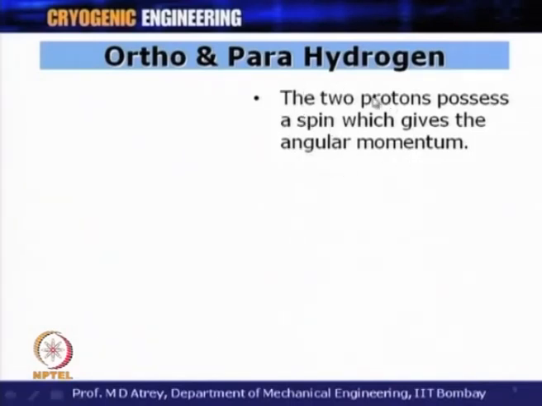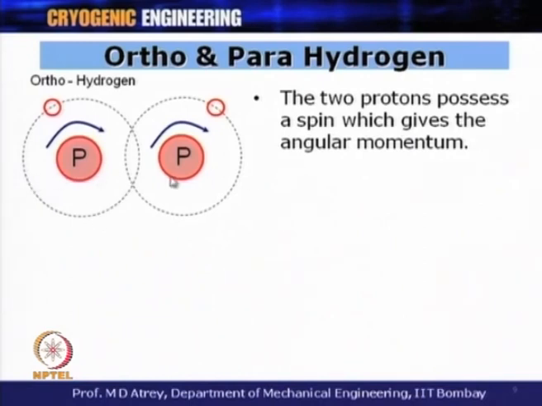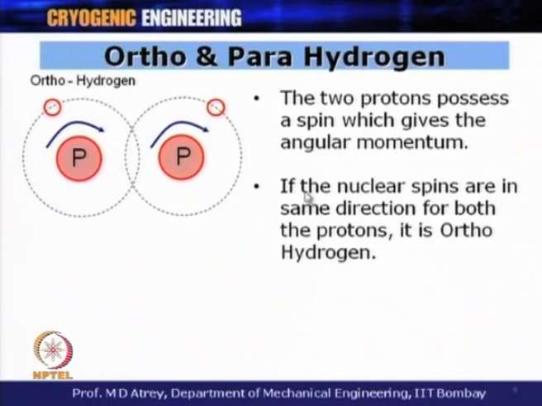The 2 protons possess a spin which gives angular momentum. Possibly I talked about this in the MRI system also: you have a hydrogen molecule, and the proton immediately gets aligned to the magnetic field because of this spin. Similarly, I am talking about the same thing here. The 2 protons possess a spin, and this gives an angular momentum which will have a direction. Here you can see 2 protons, and 2 clockwise directions which indicate the spin of these protons. If the nuclear spins are in the same direction for both protons, we call it ortho hydrogen. That means if both of them are in the same direction, clockwise in this case, this is nothing but ortho hydrogen.